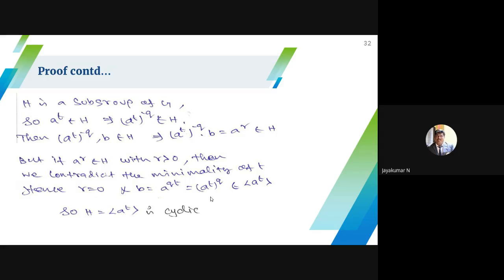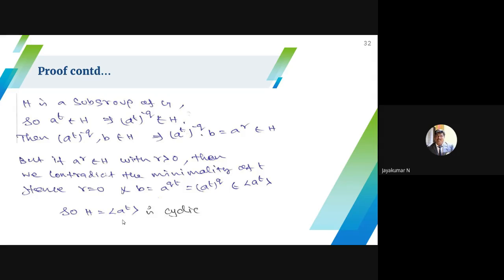So first I assumed that I pick an element of the form a^t, where t is the least value in H. Okay. If I choose randomly some other element in H, finally I showed that the element is of the form (a^t) whole power q, that is, that element is generated by a^t. Finally we can conclude that H is generated by a^t, that is nothing but cyclic, therefore H is a cyclic subgroup.